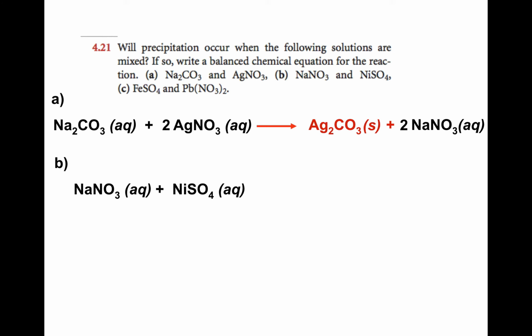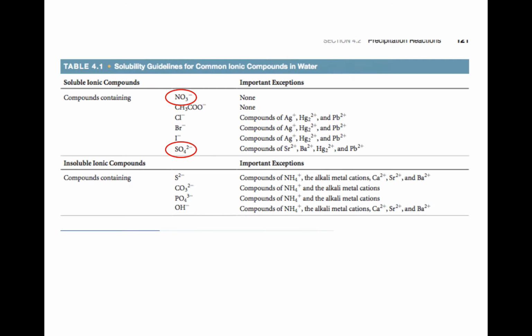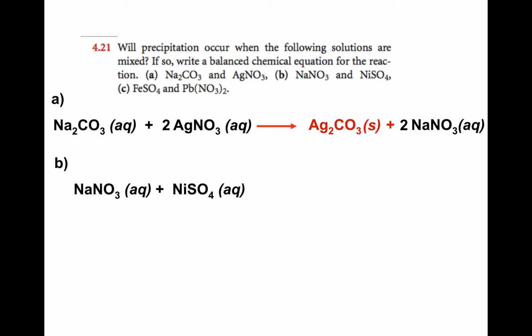All right, looking at B, will sodium nitrate precipitate nickel sulfate? Look at the rules. All the time nitrate is soluble. Now, sulfate's soluble most of the time, with the exceptions of strontium, barium, mercury, and lead-2 ion. When I look at what it's matched up with here, it's matched up with sodium ion. So no, anything with sodium ion is going to be soluble, and nickel will not precipitate nitrate. So this is a non-reaction. You put these soluble ionic compounds together, nothing's going to happen. They won't precipitate.